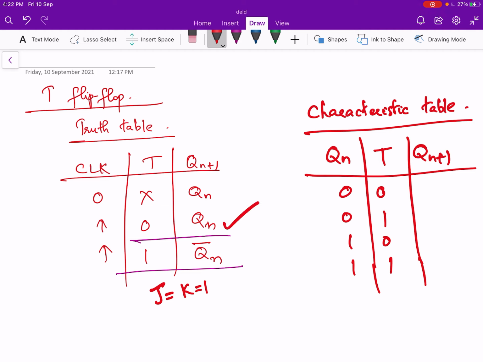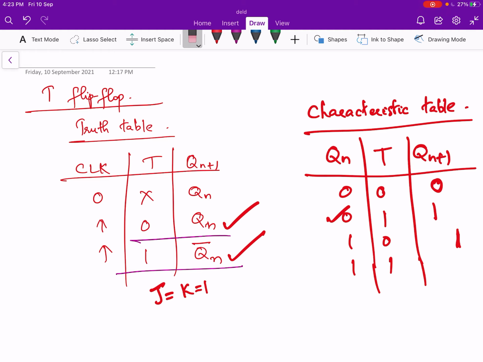equal to Qn. So this is that condition. So when T is 0, Qn plus 1 will be equal to Qn. So that is, here Qn is 0, so Qn plus 1 will also be equal to 0. Now next case is when T is 1, then Qn plus 1 will be equal to Qn bar. So here Qn is 0, so Qn bar will be equal to 1. So Qn plus 1 will be equal to 1. Next case is when T is 0, then Qn plus 1 will be equal to Qn. Here Qn is 1, so Qn plus 1 will be equal to 1.